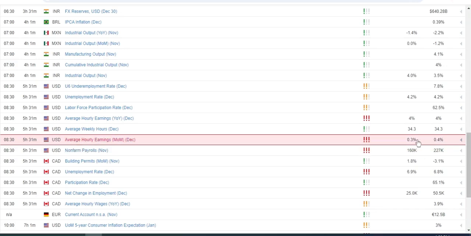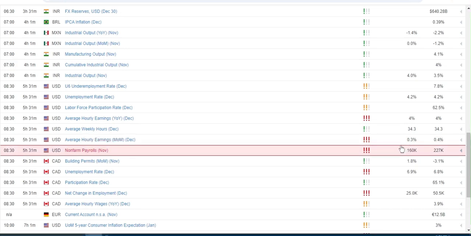average hourly earnings. This is really important. Hourly earnings is the thing which should rise to beat the inflation, and it is expected to rise by 0.3%. I mean, it is expected that it may have risen by 0.3% in December.